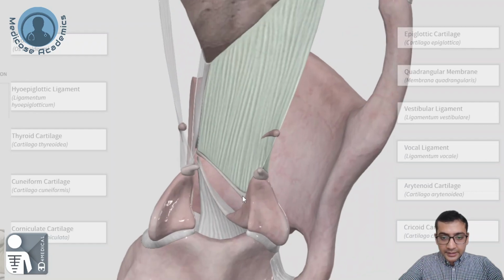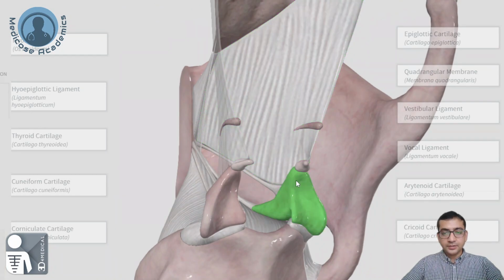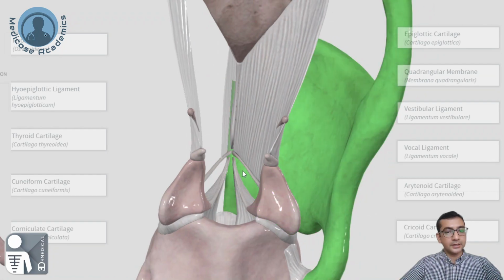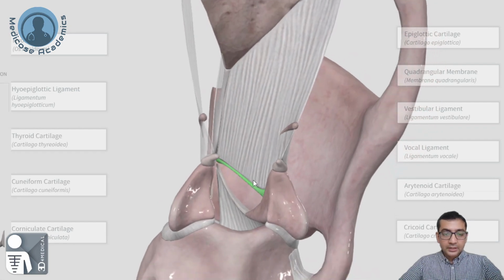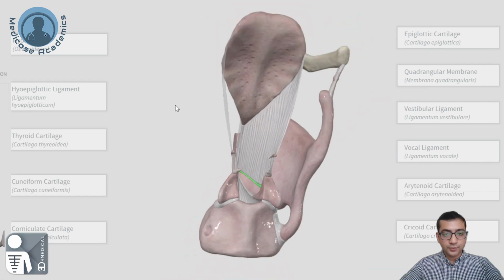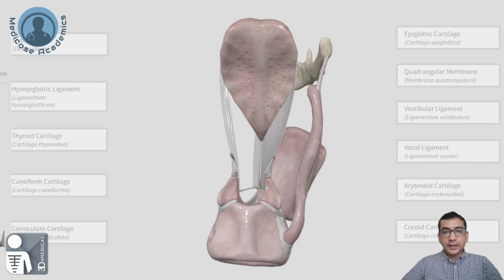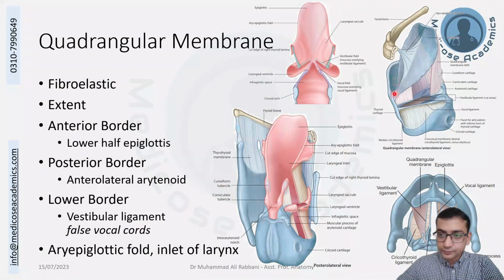In the lower aspect, it has two attachments: the attachment to the back to the arytenoid cartilage, the attachment to the front to the thyroid cartilage. So between the two, this free lower margin of the quadrangular membrane is called the vestibular ligament. This is called the vestibular ligament, and they make the false vocal cords.